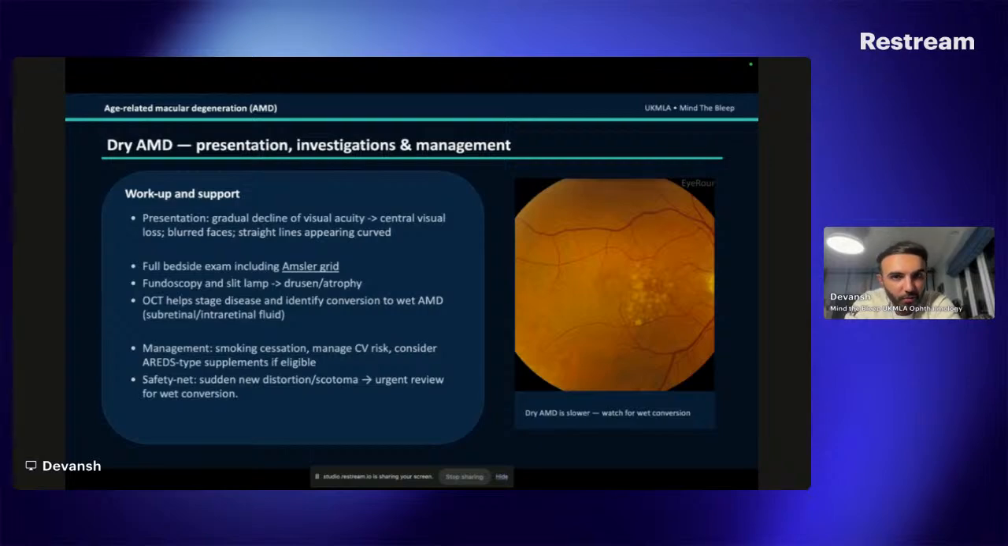The key thing here is to stop smoking if the patient is smoking, to decrease cardiovascular risk factors, and to consider some vitamin supplements. In particular, vitamins A, C, and E, and zinc, these supplements are incredibly helpful to try and decrease the progression of dry AMD. What we'd really want to do is to safety net them as well. Let's say a patient is picked up in clinic with dry AMD and they haven't had conversion to wet AMD yet. If they had a sudden deterioration of their visual acuity, we would want them to come into the clinic or to eye casualty as soon as possible so that they can then be treated accordingly.